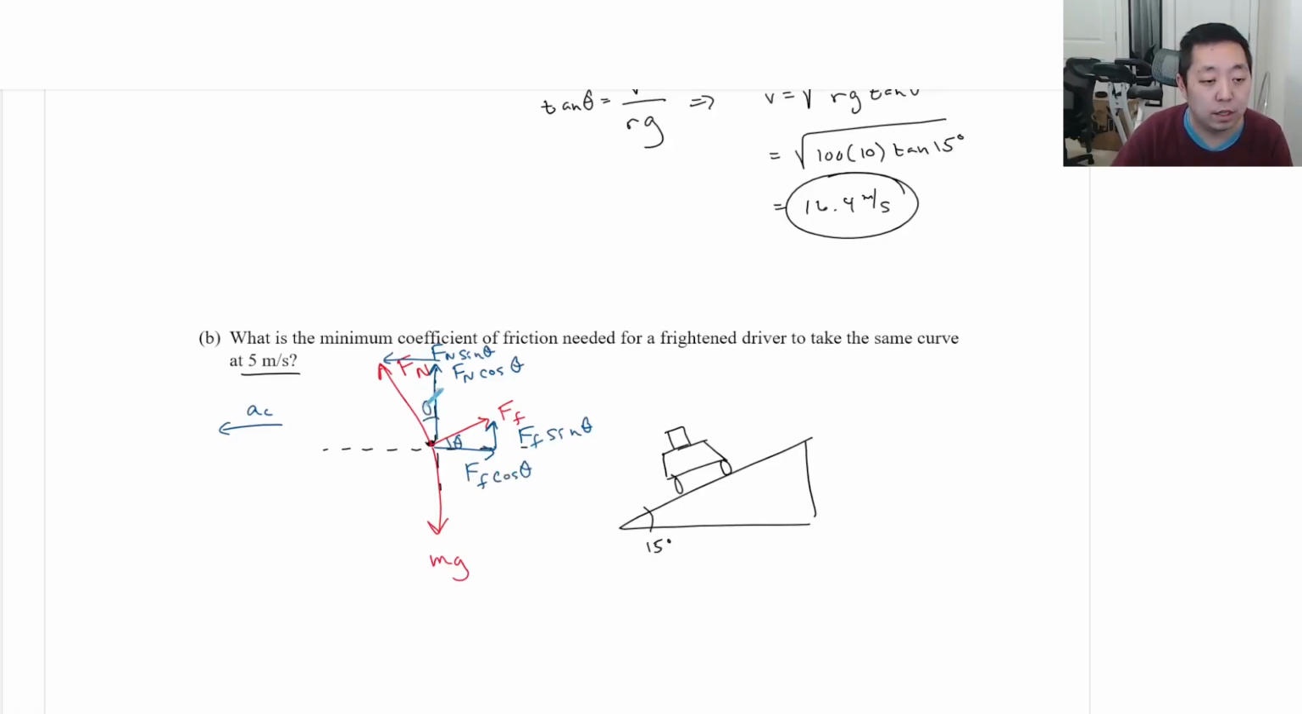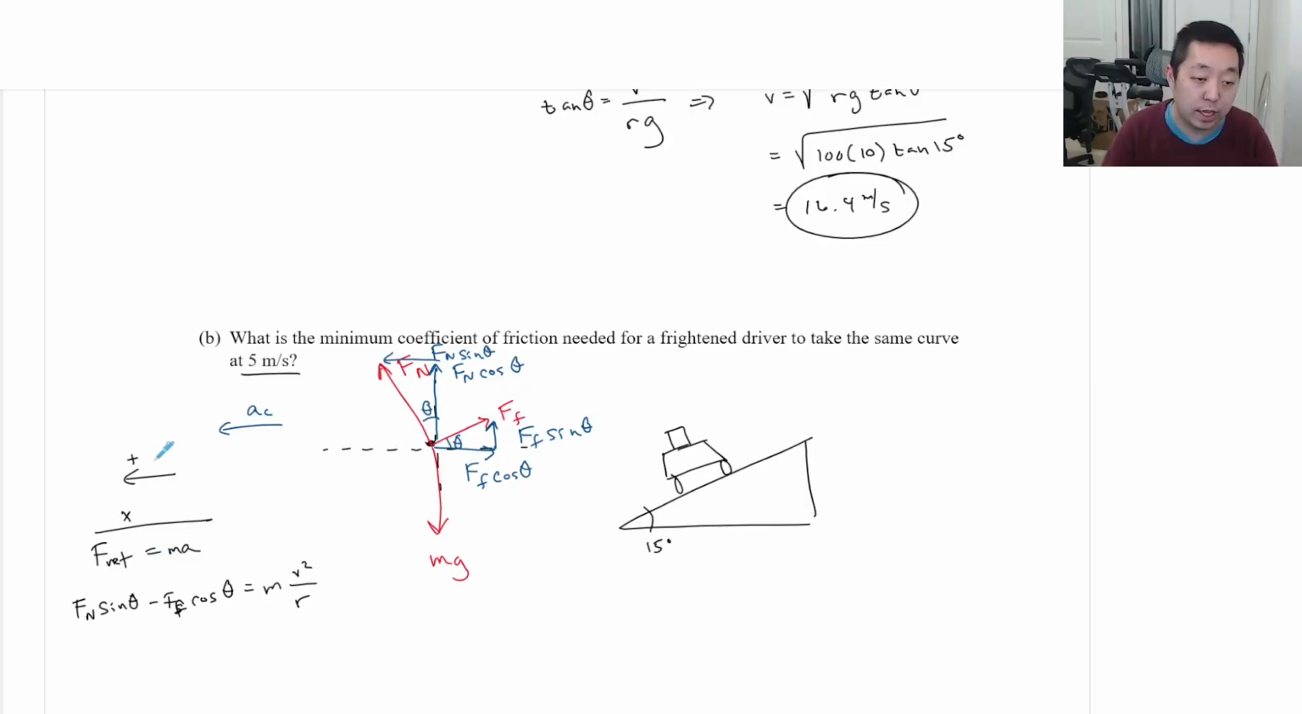Right, because these angles here are theta. Okay? So that's the decomposition into the components. Now we're going to do the x direction, and we'll say this direction is positive. In the x direction, net force equals ma, which Fn sine theta is horizontal, but Ff cosine theta is going the other direction, in the rightward direction, and that's equal to mv squared over r, right? Because this is centripetal acceleration in the x direction.